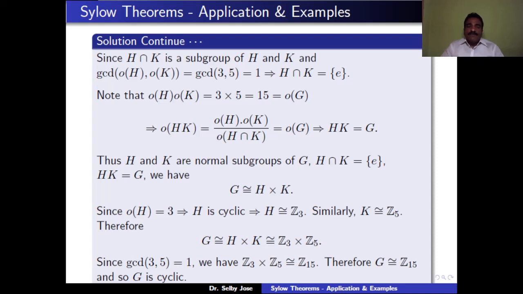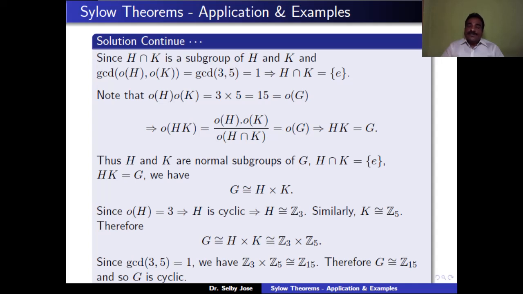Thus, we have three things. One is H and K are normal subgroups of G. Second is H intersection K is the identity. And third is G is equal to HK. Therefore, G is the internal direct product of H and K. That is, G is isomorphic to H cross K.